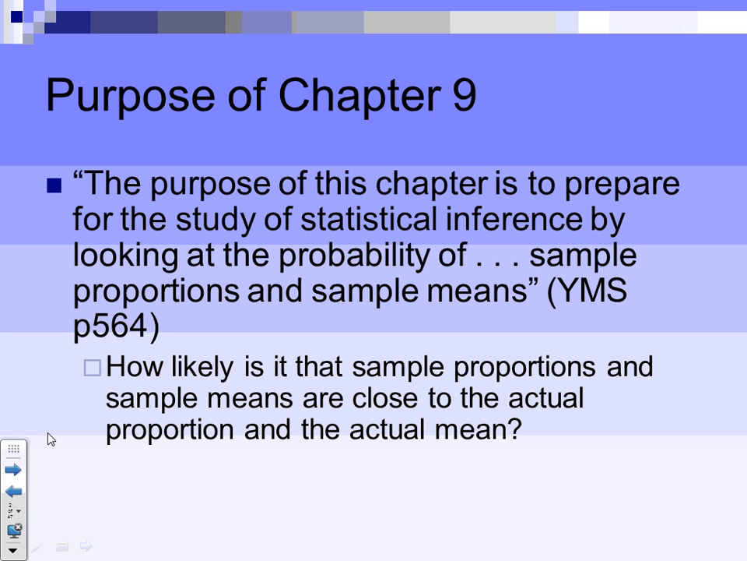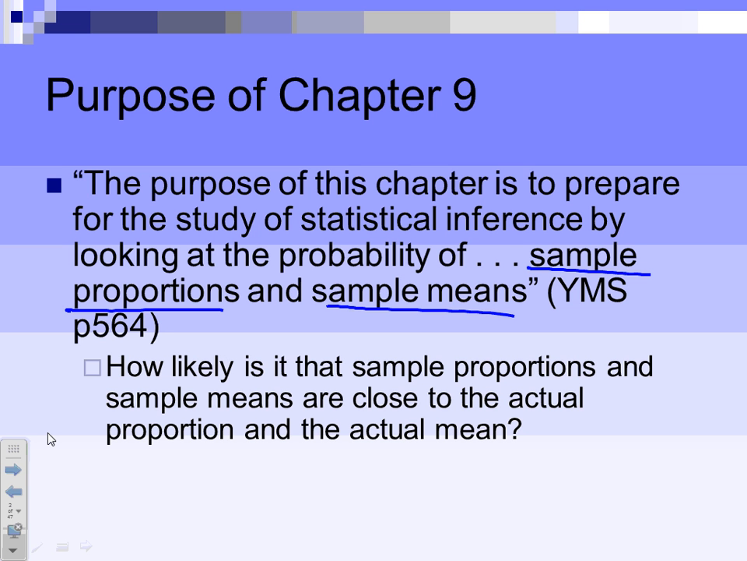It says the purpose of the chapter is to prepare for the study of statistical inference by looking at the probability of sample proportions and sample means. Key phrase there, we're looking at two different things. Sample proportions, which is looking at categorical variables, and sample means, which is looking at quantitative variables. And what we really want to know is how likely is it that our sample proportions, or sample means, are close to the actual proportion and actual mean.